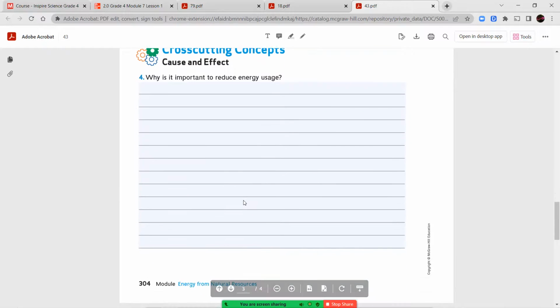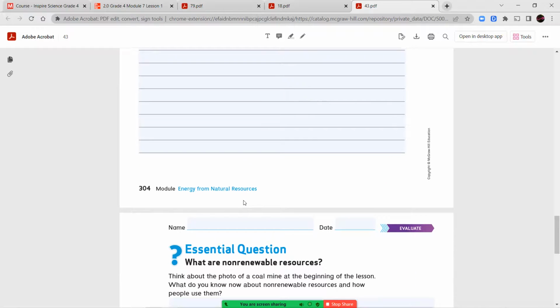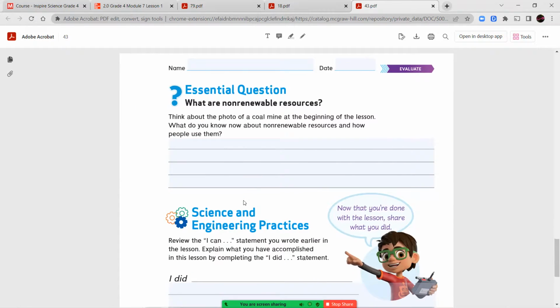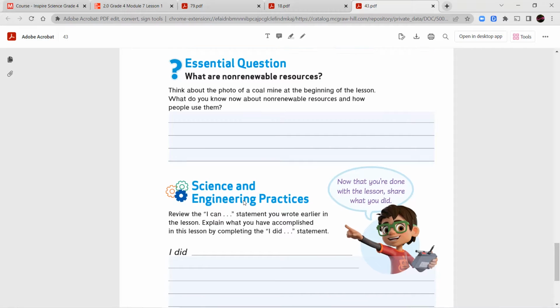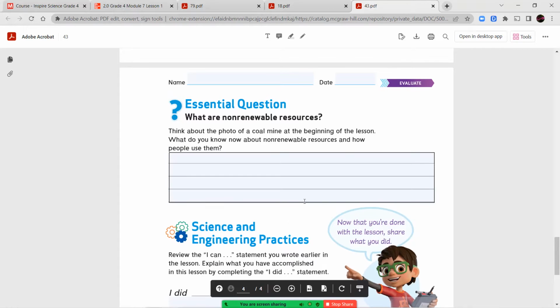Number 4, why is it important to reduce energy use? And then our essential question, what are non-renewable resources? Think about the photo of the coal mine at the beginning. What do you know now about non-renewable resources and how people use them? You don't need to do the I did statement.